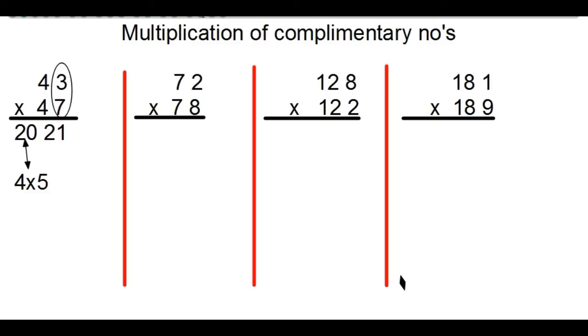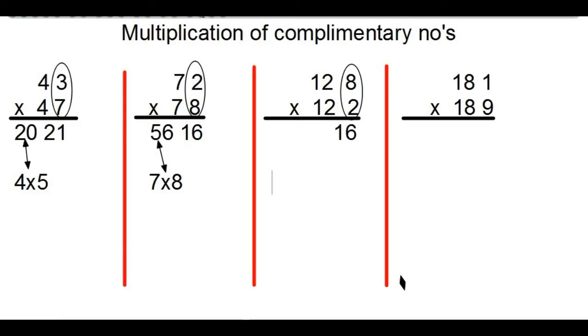Likewise, in case of 72 and 78, we can say that the answer should be 2 into 8, 16, and 7 into the next number. 7 into 8 is 56. So the answer here will be 5616. 122 into 128. Now as you can see here, unit spaces are 2 and 8. So 2 into 8 is 16, and the remaining part of the number here is 12. So 12 into the next integer, that is 13. 12 into 13 is 156. So the answer here is 15616.